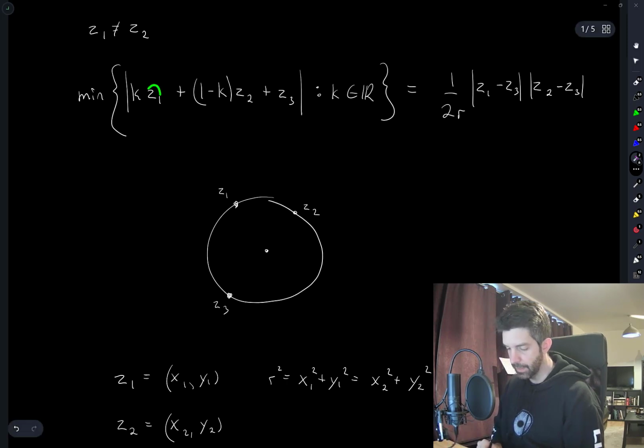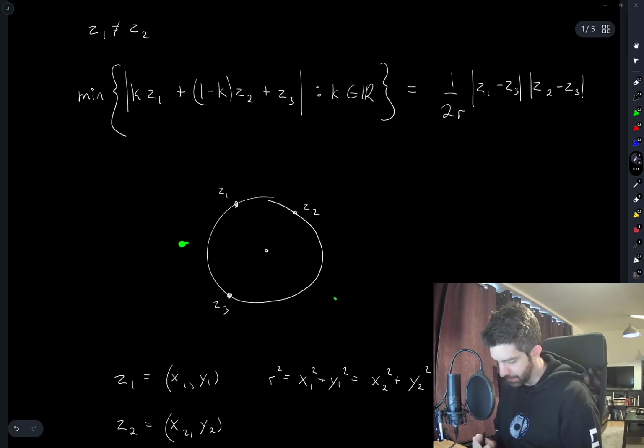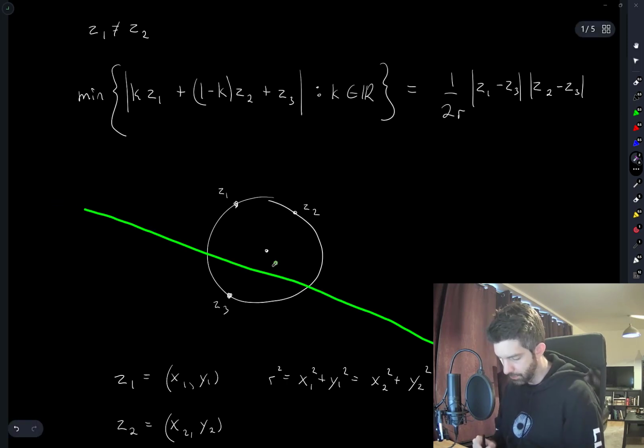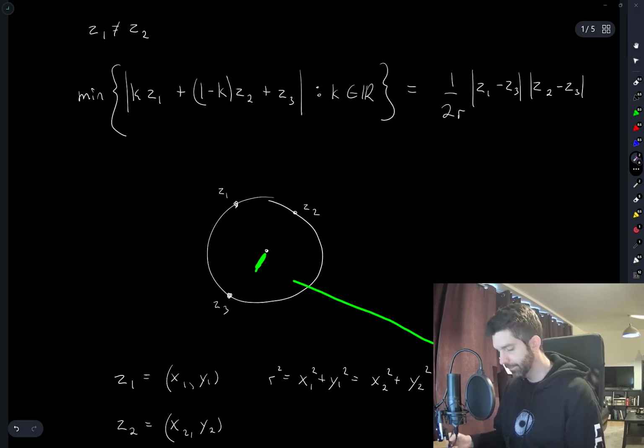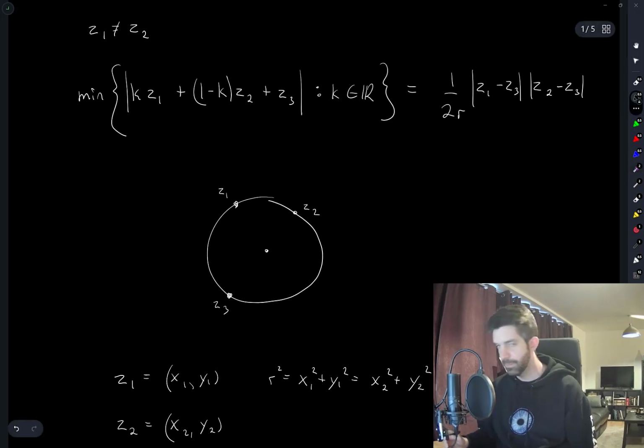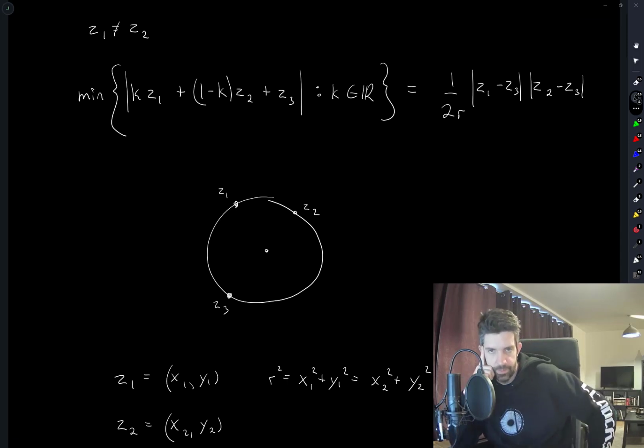When k is equal to 1, I've got z1 plus z3, which is about there. When k is equal to 0, it should be z2 plus z3, which is about there. So we have some kind of straight line looking like this. I don't know if there's a little geometry result that works here. I don't know. This has turned out to be very tedious, at least the way that I'm doing it.